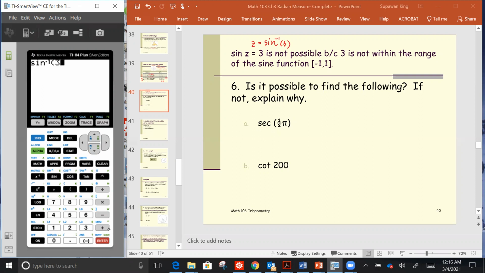Example, is it possible to find the following? If not, explain why. The first one, part A, the secant of pi over 2. Secant of pi over 2 is the same as 1 over cosine of pi over 2. Based on the unit circle, the cosine of pi over 2 is 0. So this is 1 divided by 0. It says undefined. That means we cannot find the secant of pi over 2, or it's not possible to find.